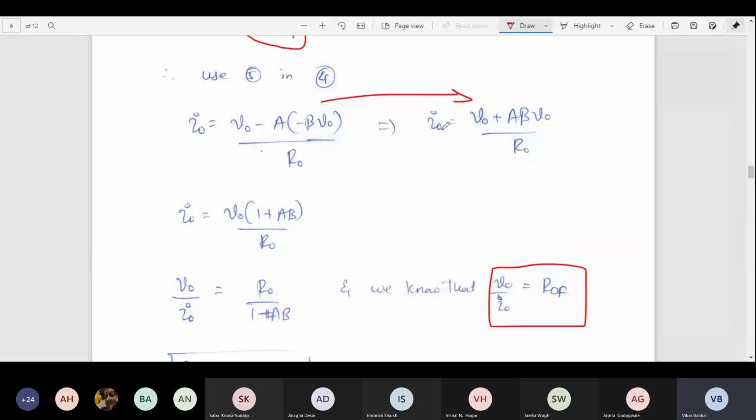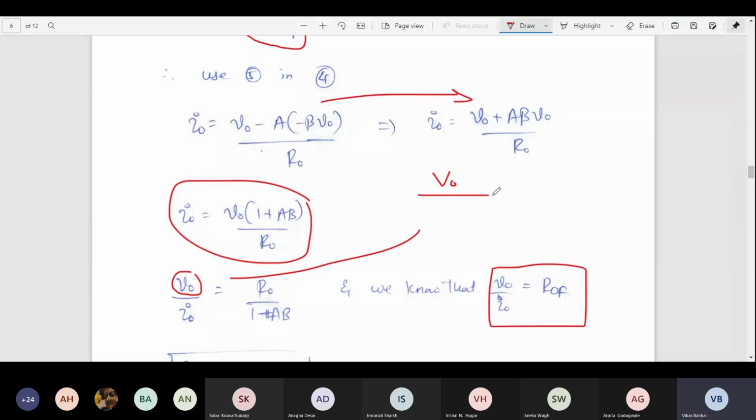I naught I obtained, and let me substitute the entire thing over here. If I do the simplification, taking V naught common, 1 plus A beta divided by R naught. So I naught is obtained, and V naught will be V naught. So V naught upon I naught. In the place of V naught, I'll be placing V naught only, and below, in the place of I naught, I'll be placing this entire term.